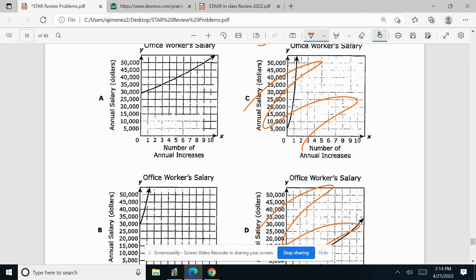The answer should be A, because in the next number, it shot all the way up to 45,000. That's like a 15,000 increase, almost. And that's not it. Over here, it goes a little bit, like up to 31. Then it goes up to 33. Then it keeps going up, but it's going up slower.